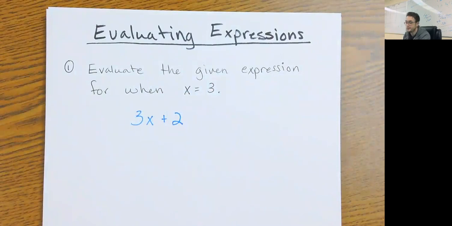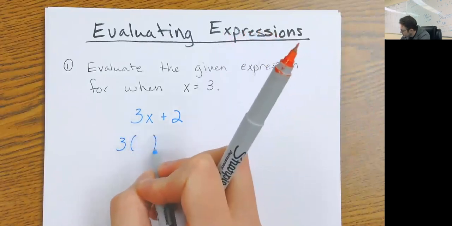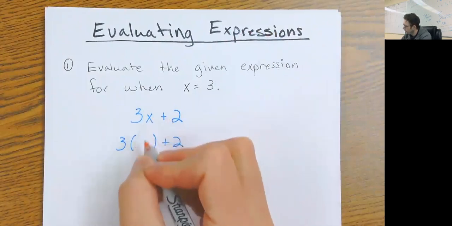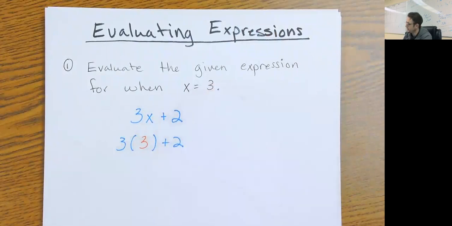All right, so hopefully you got it, if you paused it and tried it on your own. Now I'm going to go through it. We want to evaluate the given expression for when x equals 3. That means we're going to use substitution. So I am going to substitute x for 3. So I do 3(3) plus 2, substituting in 3 for x, because I want to evaluate for when x equals 3.